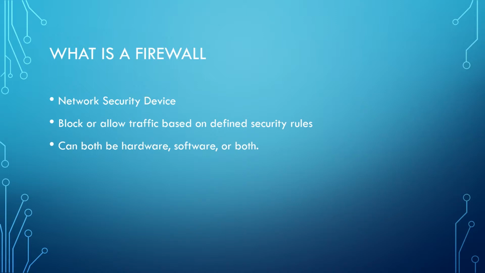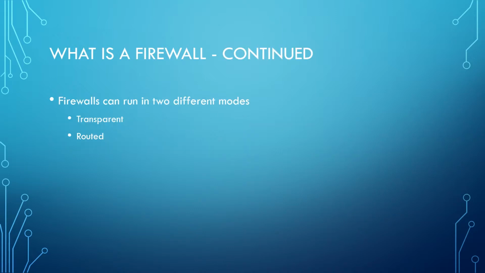They establish a barrier between secured and controlled internal networks and can be trusted and untrusted outside networks such as the internet. A firewall can be hardware, software, or both. Firewalls can run in two different modes, transparent and routed.